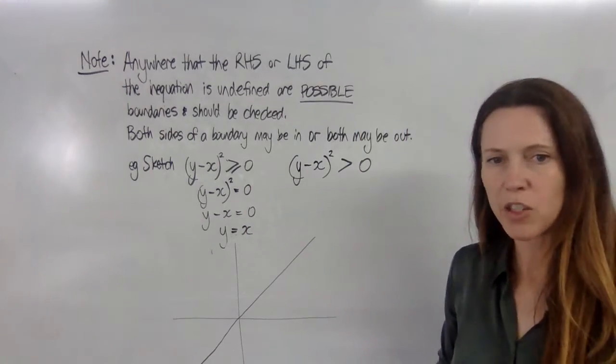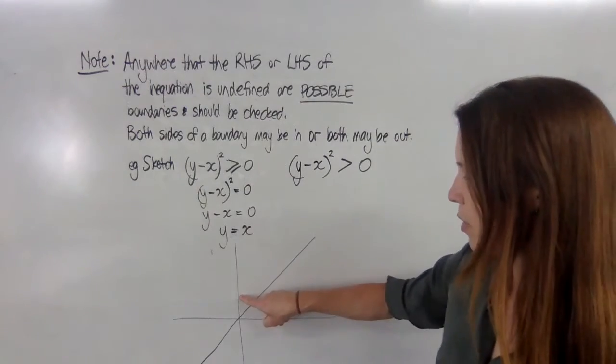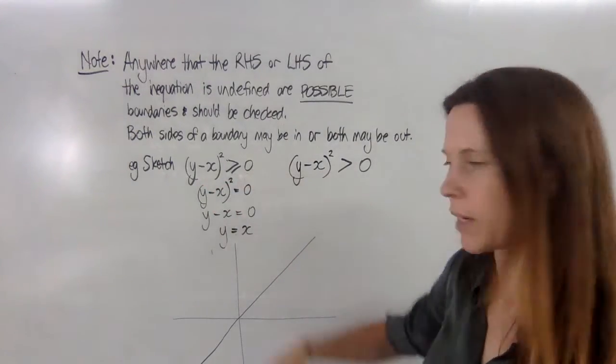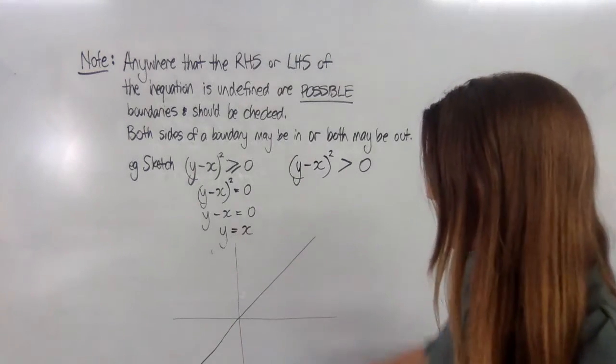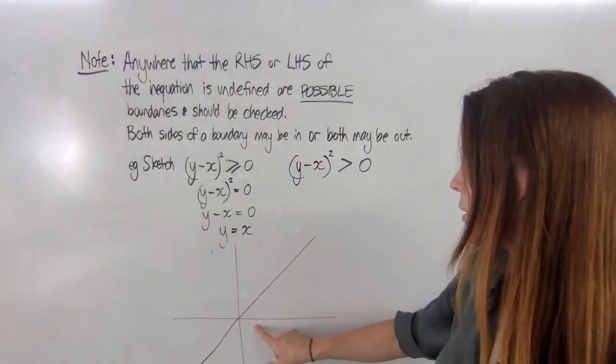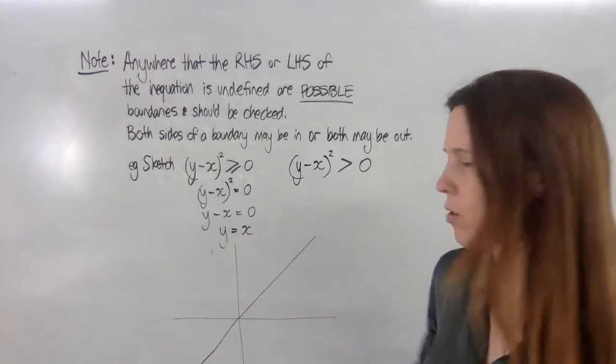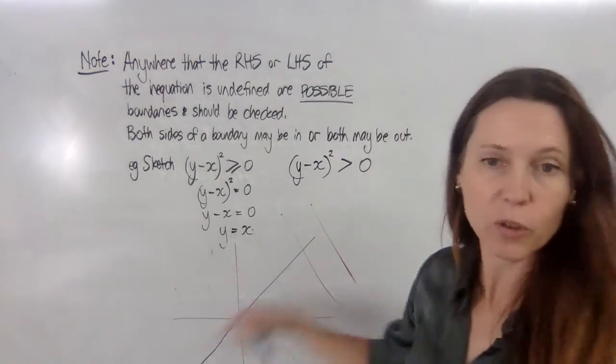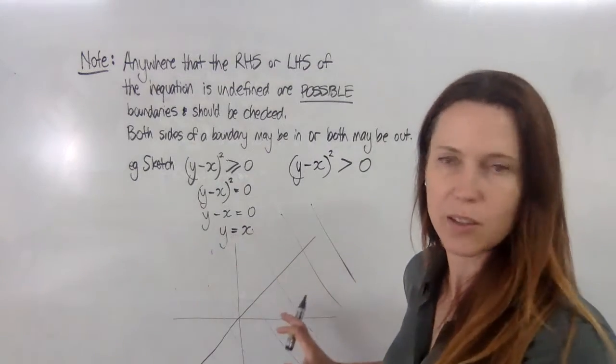But now when I go to check points on either side, if I sub in a point like 0, 1, I get the statement being true, so I can see I need to shade this side. But if I sub in a point like 1, 0, I can see that the statement is also true. So I end up shading the entire plane, including the line. In other words, everything is shaded.